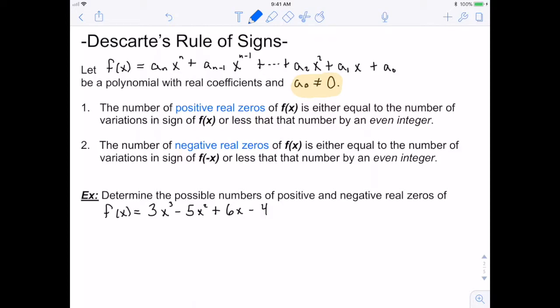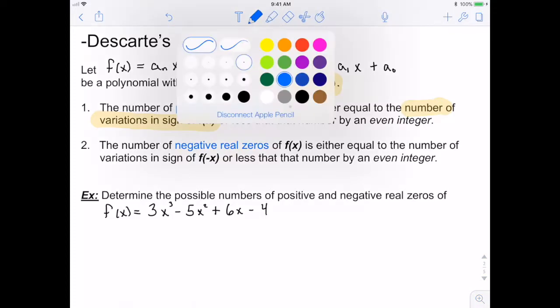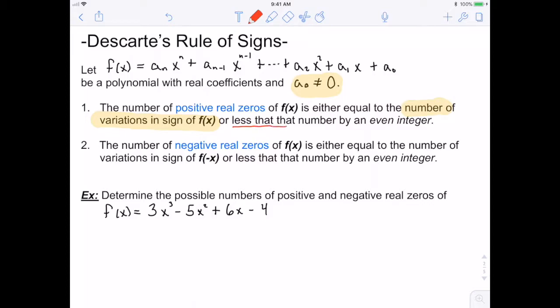So the number of positive real zeros of f of x is either equal to the number of variations in sign of f of x, or less than that, by some even integer. This phrase here occurs when we have complex zeros. Remember, complex zeros come in conjugate pairs, so we always pick them up 2 at a time. So we might have to subtract off 2 if we have 2 complex zeros, or 4, but it's very useful, and we'll see how in just a second here.